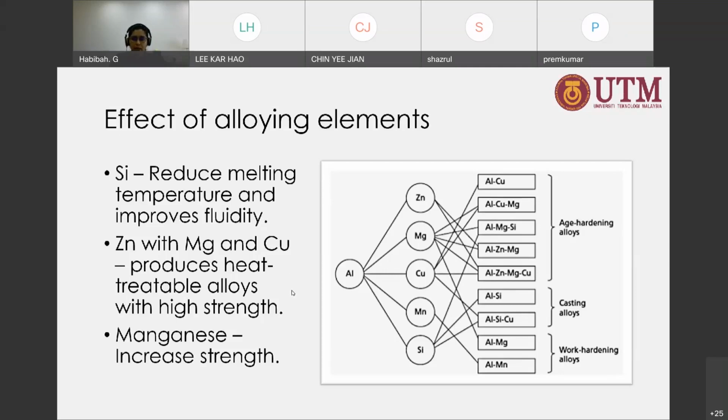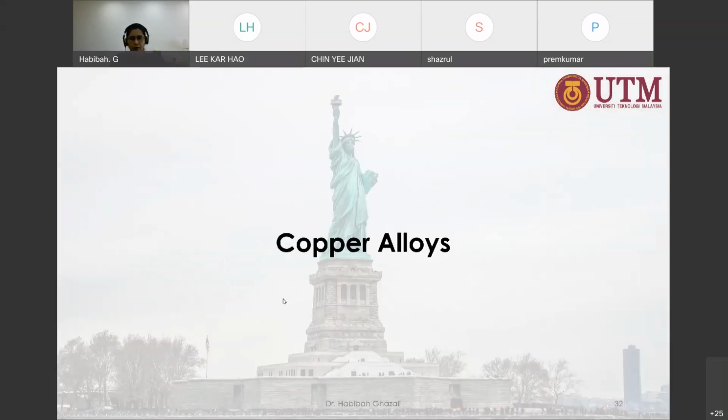Now we can have a look at the copper alloy. Before I start with the copper alloy, does anyone want to ask me a question?